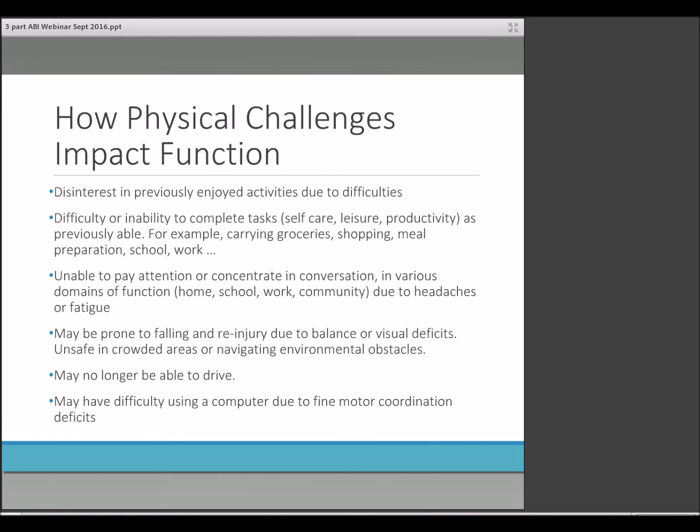This can impact an individual's attention and focus in conversations socially, at work, or at school. Balance, vestibular, or visual deficits may pose a safety risk in crowded areas or even in the home. Due to these symptoms, it may be determined that the individual is unsafe to operate a motor vehicle. They may no longer be able to use a computer due to fine motor coordination or visual deficits. Difficulties that result are therefore widely varied, and this is by no means a comprehensive list.